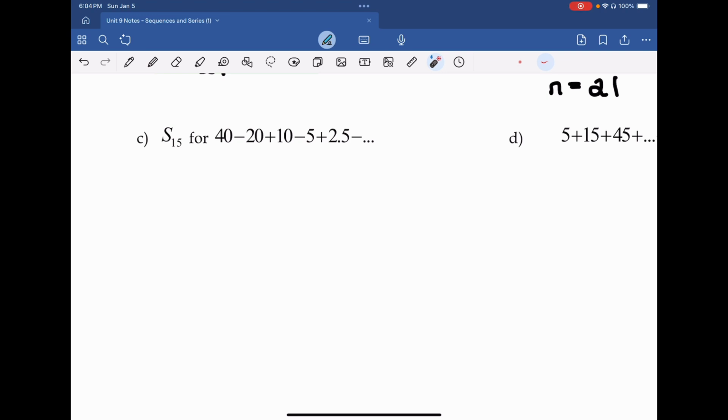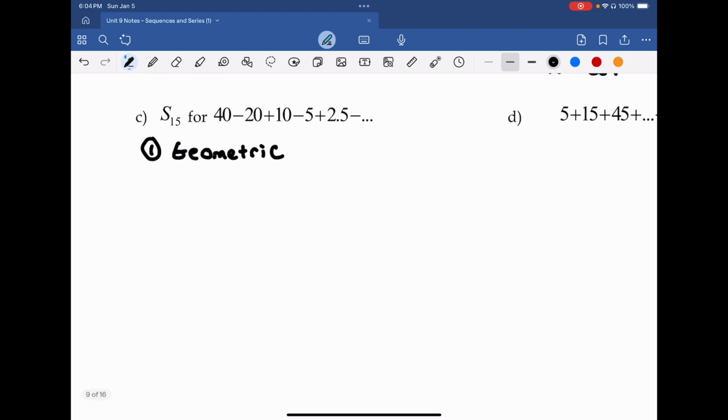Now what I'm going to do is, when you look number to number, 40 to 20 to 10 to 5, we're clearly seeing that this is not adding or subtracting by the same amount. So without even questioning and doing a test, automatically this has to be a geometric series, because otherwise that just wouldn't make sense. We're not adding or subtracting by some common amount.